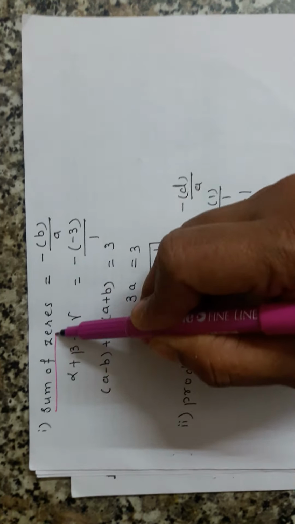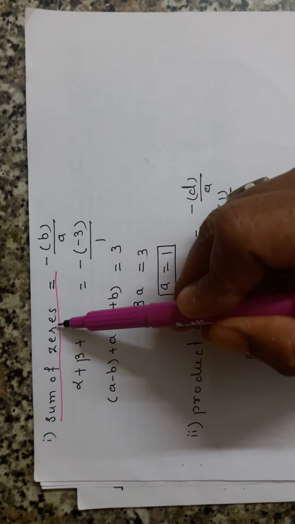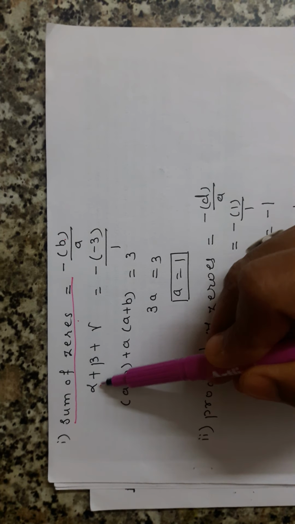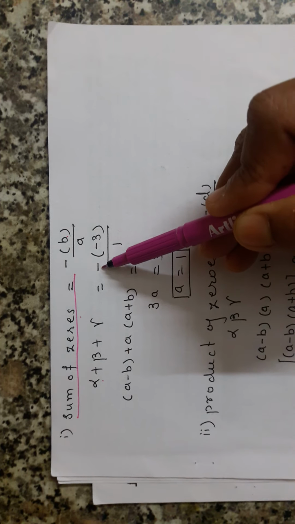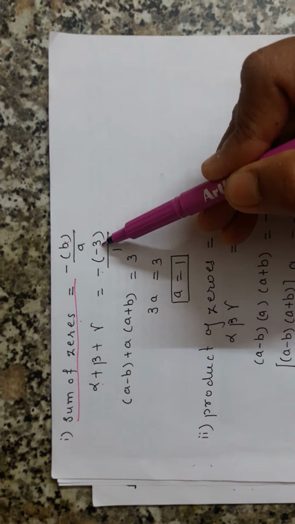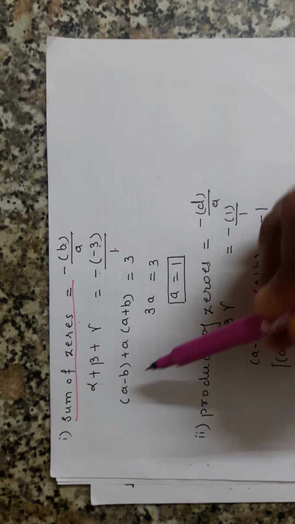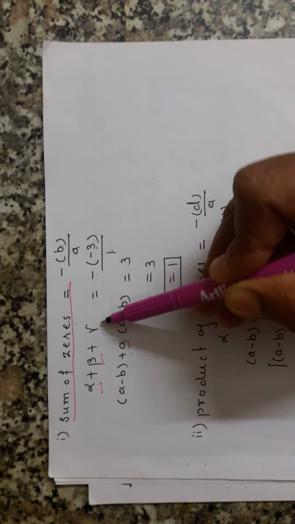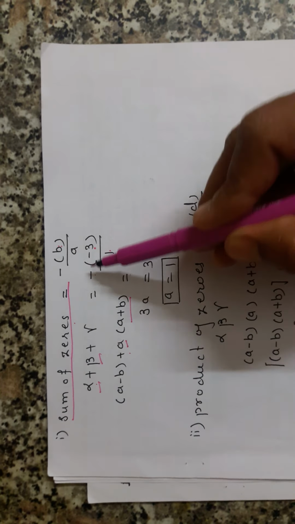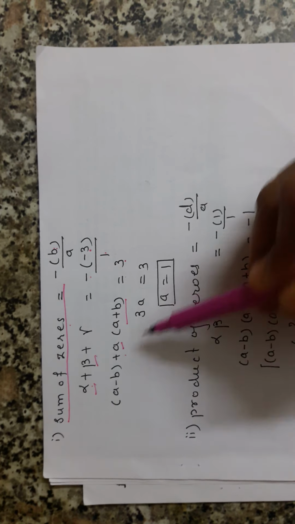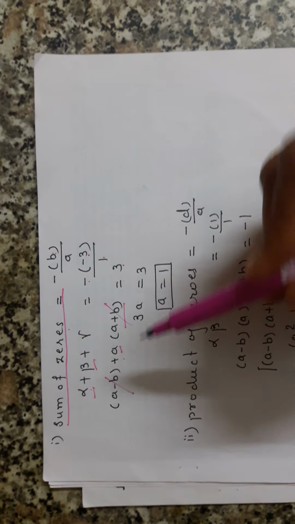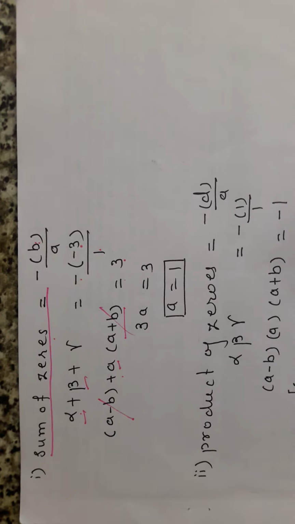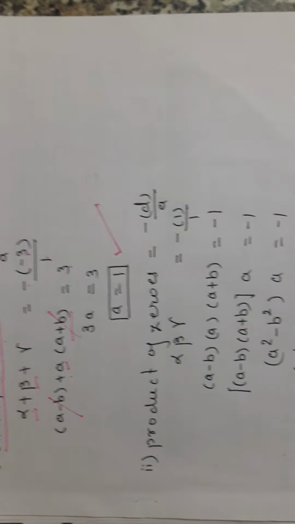First, from the relation, we know the sum of zeros is equal to minus b by a. That is alpha plus beta plus gamma is equal to minus, here the value of b is minus 3 if we compare, and the value of a is 1. And alpha we had considered as a minus b, plus beta is a and gamma is a plus b, which is equal to minus into minus, which is plus 3. Here minus b plus b is going to cancel. A plus a plus a is 3a, which is equal to 3, so a is equal to 1. Here we got the value of a is 1.